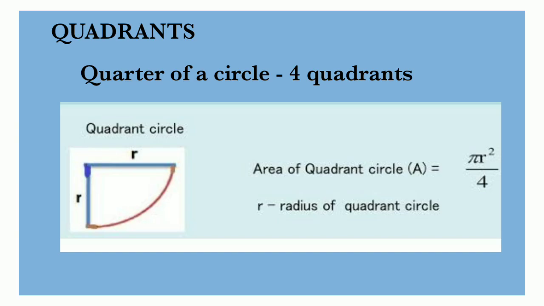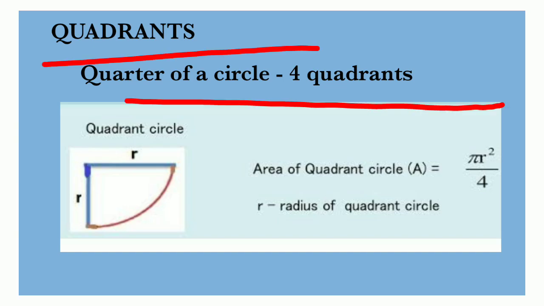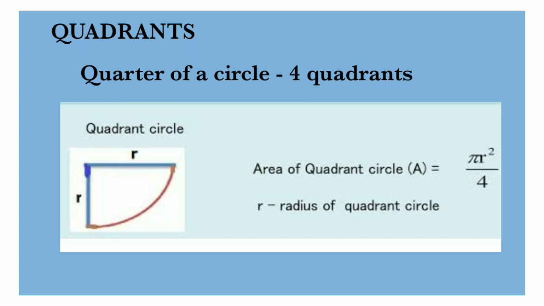The next one is quadrants. Quadrant means quarter of a circle. How many quadrants? Four quadrants are there. So how to find the area of the circle? Pi r square. So how to find the area of a quadrant? 1 by 4 of pi r square, that is pi r square by 4. So the area of the quadrant is equal to pi r square by 4.